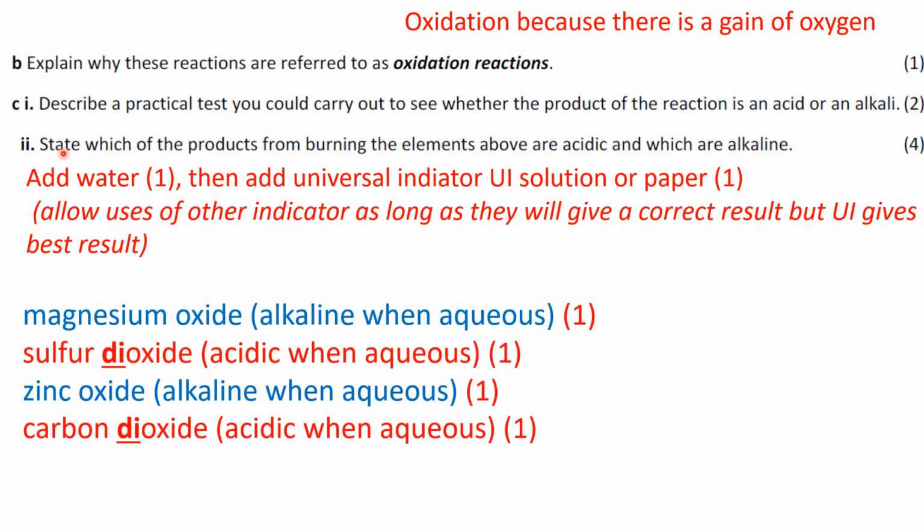So part C part 2, it says state which of the products from burning the elements above are acidic and which are alkaline. You should know that your metal oxides are alkaline and your non-metal oxides are acidic when aqueous, of course. And aqueous just means dissolved in water. If you can remember the state symbol for aqueous, it is another separate state to solid, liquid or gas. That's because when you dissolve things in water, they do have different properties. And the state symbol for aqueous is AQ.